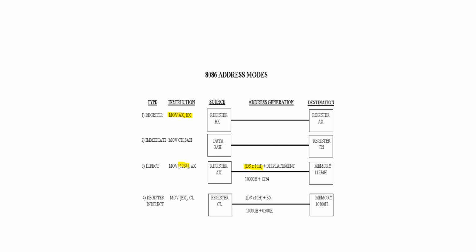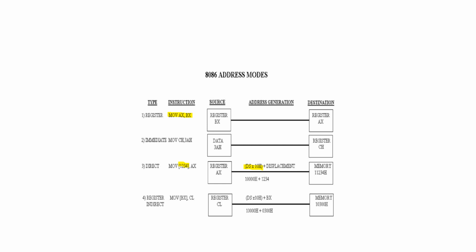Register indirect addressing is, for example, MOV [BX], CL. Here they have not given the address directly in the instruction. They have given [BX], which means BX is a register which has some value. That value we have to take, and that will be the offset address, which is not given directly. In the previous example, direct addressing, they gave the offset address. Here the offset address is given in the BX register. We have to look up BX to get the offset address.